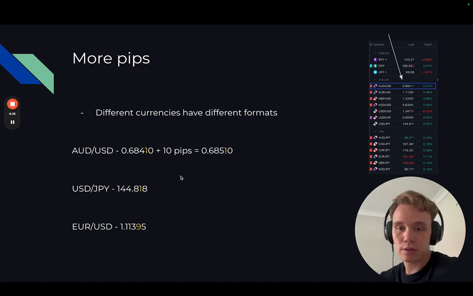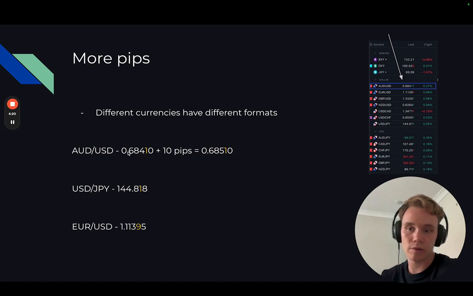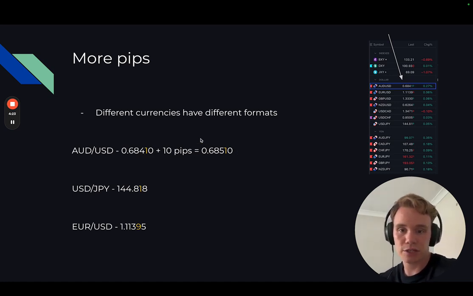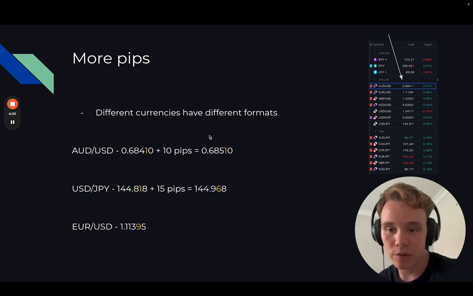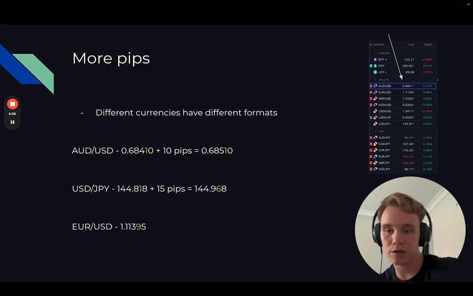Moving on to some more examples in a bit more detail, if we were to add 10 pips to the spot 68,410 of Aussie dollar, we would then have spot 68,510. The 5 went up 1 because we're adding 10 pips, which is represented by the ones here in yellow. On the USD JPY, if we want to add 15 pips onto the market price of 144 spot 818, we're going to be trading at 144 spot 968. So we added 15 here. We had 1 to make it go up, we had 10 to make it go from 8 to 9, and then 5 to make it go from 1 to 6. And that's how you calculate that.